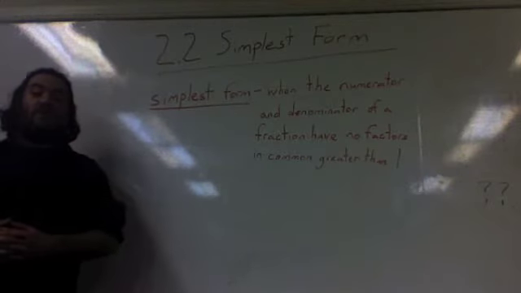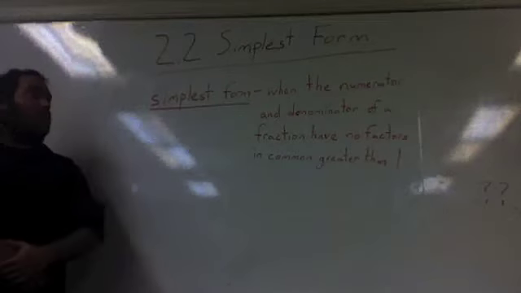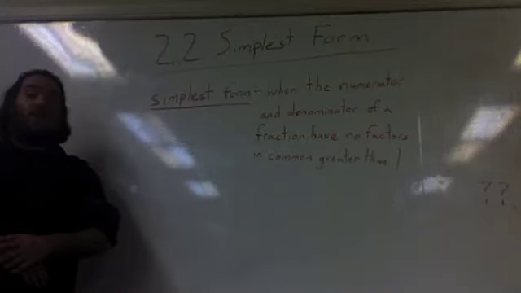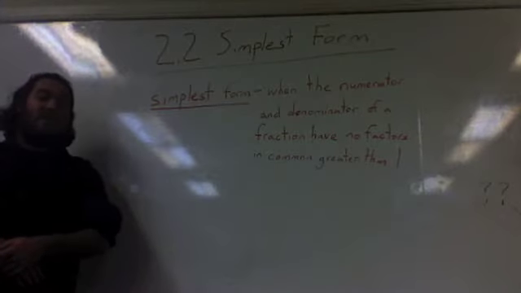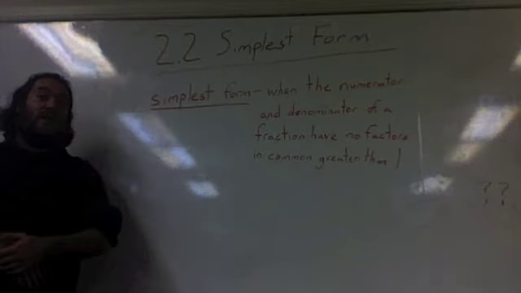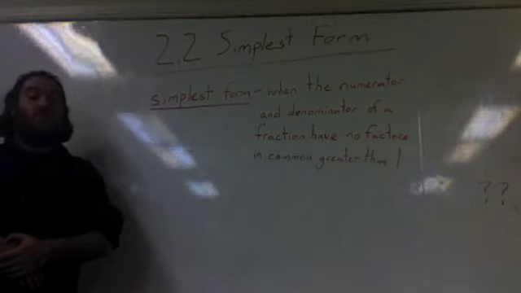Today's lesson is Chapter 2, Lesson 2 on simplest form. In case you don't remember from last year, simplest form is when the numerator and denominator of a fraction have no factors in common greater than 1. Using the terminology we learned in the last class, we would say that the GCF, or greatest common factor, of the numerator and denominator is 1.